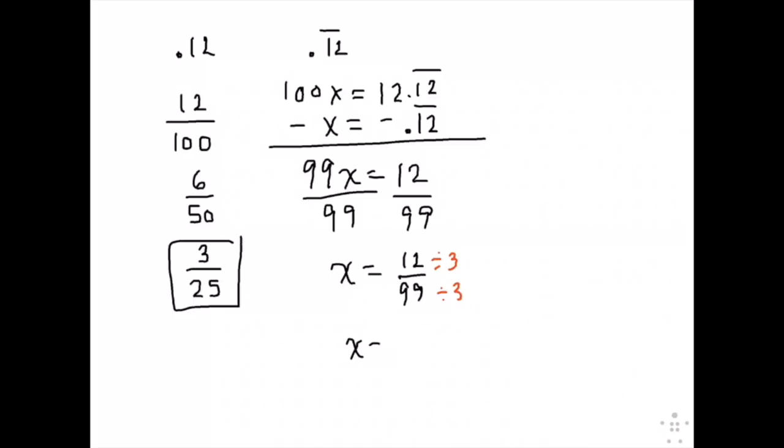So this becomes x equals 12 divided by 3 is 4, 99 divided by 3 is 33. So the fraction for 0.12 repeating would be 4/33. You would not box x equals 4/33, because you just used x to figure out what the fraction for 0.12 repeating is. So do not box x equals 4/33, box 4/33.